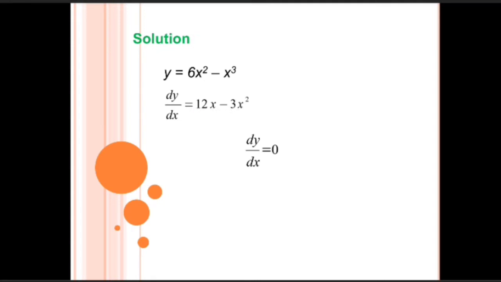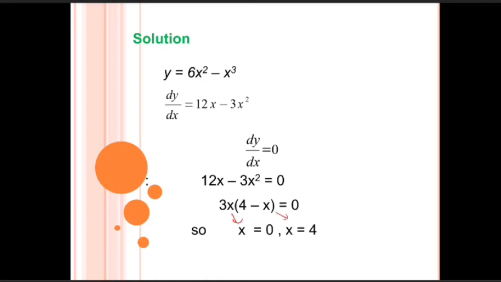Equate it to 0. You can factorize 3x, and then from here you will obtain x equal to 0 and also x equal to 4. After that, we have to find the stationary points. It must be in terms of coordinate. So substitute your value of x into the y to find your coordinate of y.